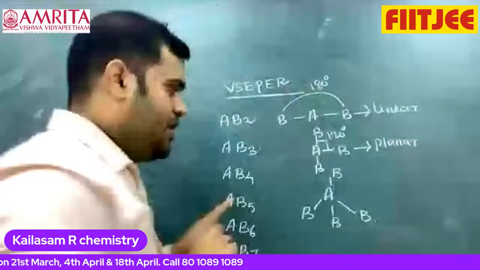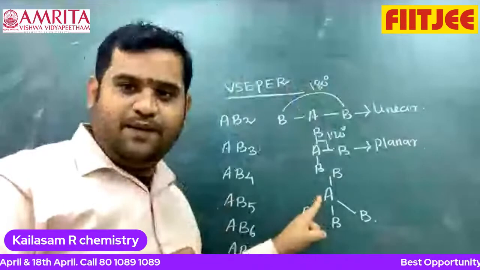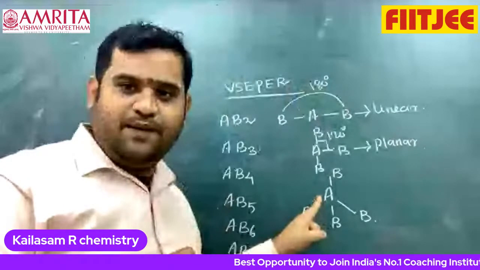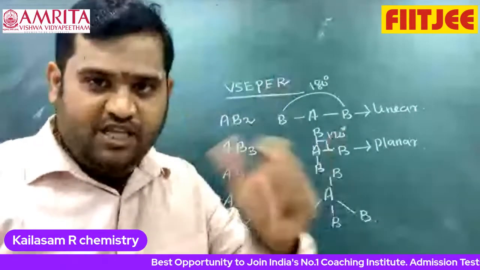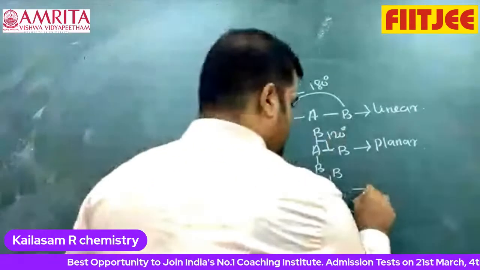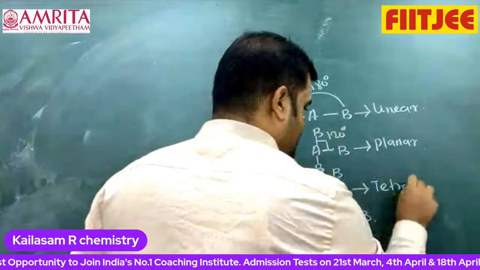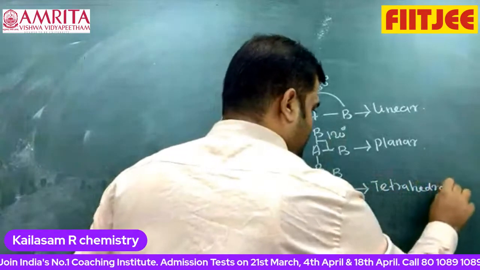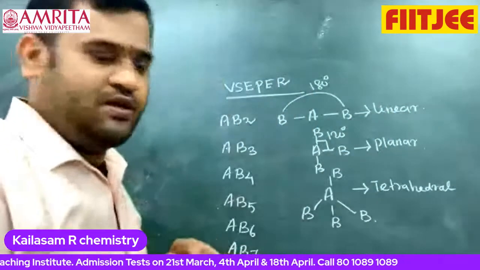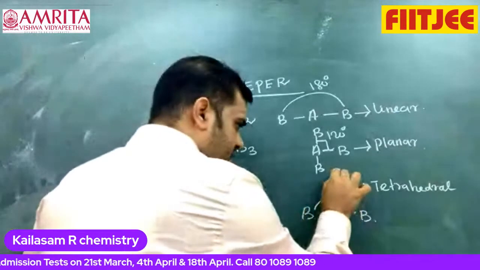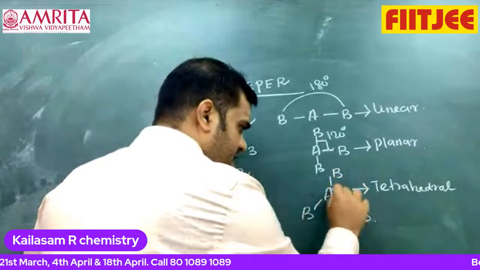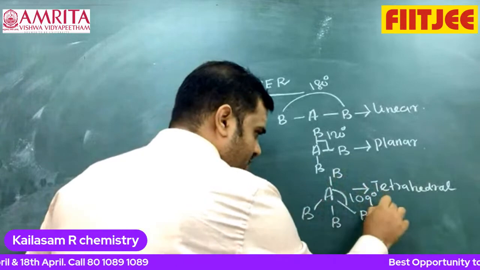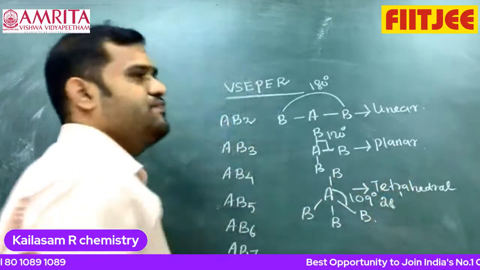Now look at this example. I am telling that A is the central atom. How many electron pairs are there? Four electron pairs. All electron pairs are bond pairs. Therefore, the perfect geometry is tetrahedron. What is the bond angle between B, A, B? You can say 109 degrees 28 minutes.